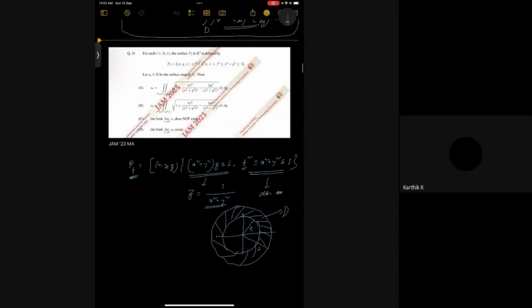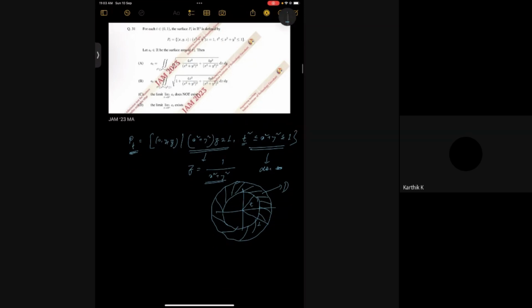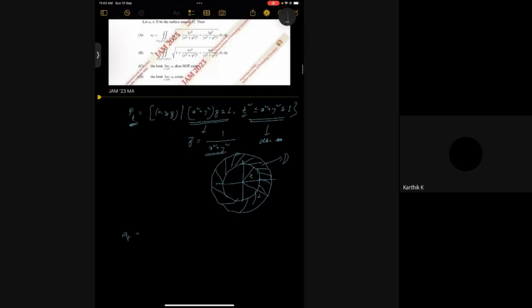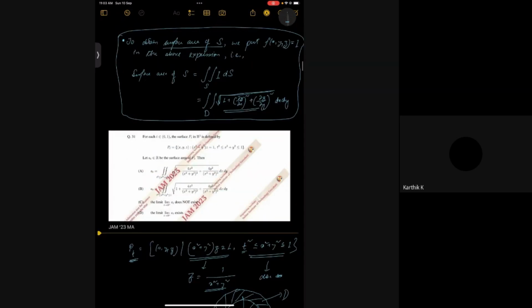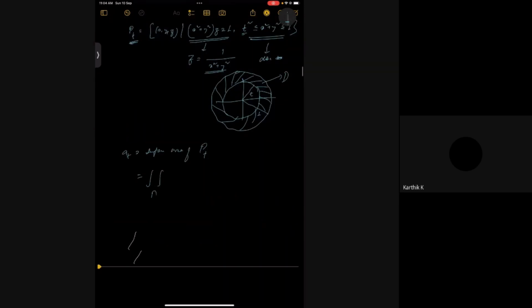So now, small a(t) is the surface area of P_t, and by our formula, the surface area is this. It is nothing but the double integral over D of the square root of 1 plus (del z del x) all squared plus (del z del y) all squared, dx dy, and integrate over D. And D is this.